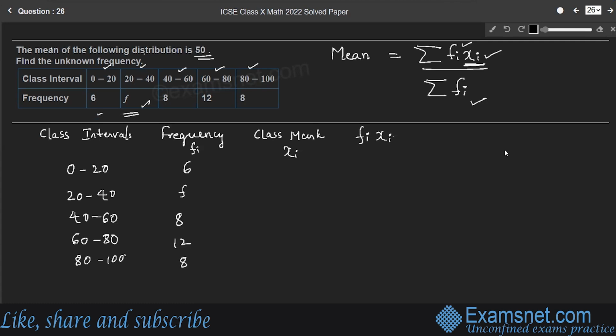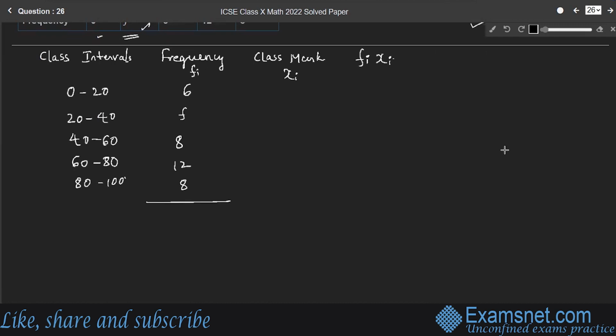So let us take sigma fi. Sigma fi means total frequencies. Add all the frequencies: 6 plus 8, 14; 24, 26, 34. So f plus 34, that is 34 plus f. Here f is the unknown frequency.